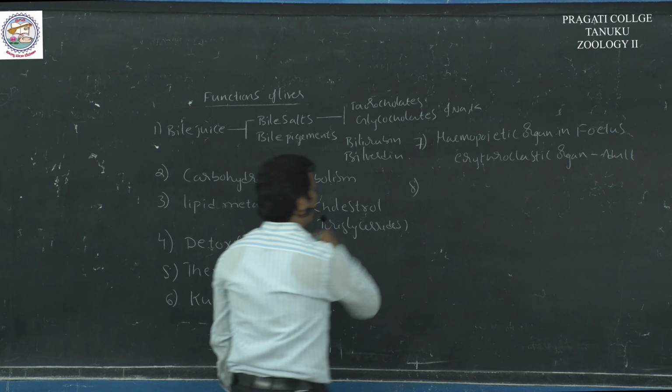Serosa is the outermost layer, made up of thin mesothelium. Below the serosa, the layer found is the muscularis. It consists of outer longitudinal muscles and inner circular muscles.